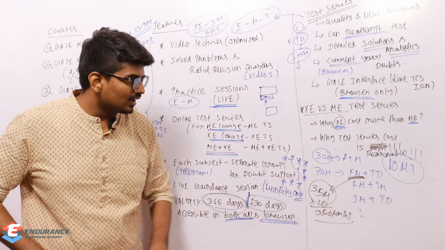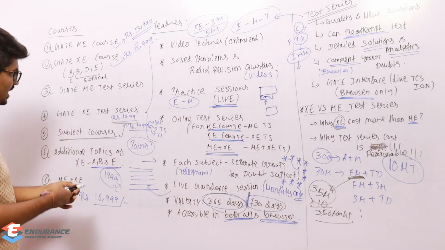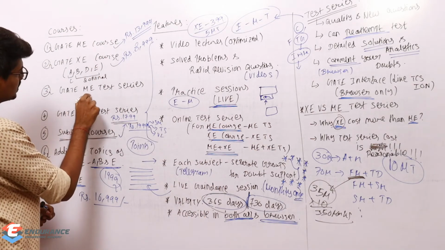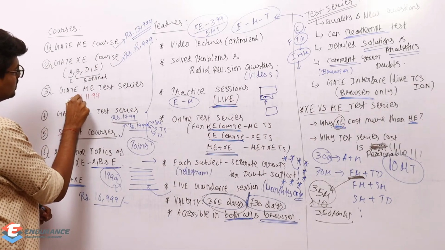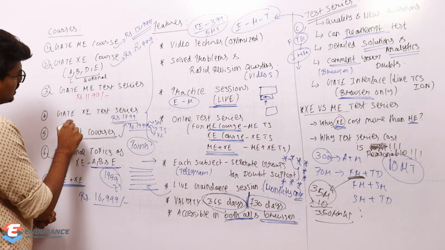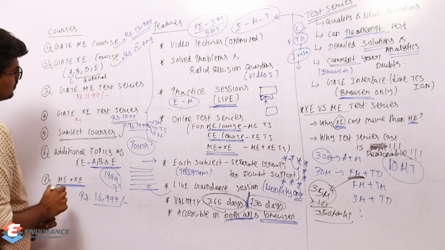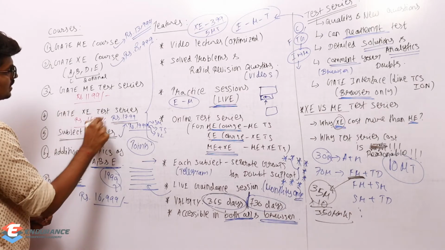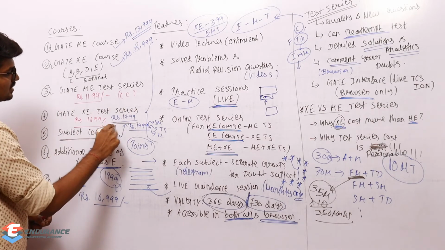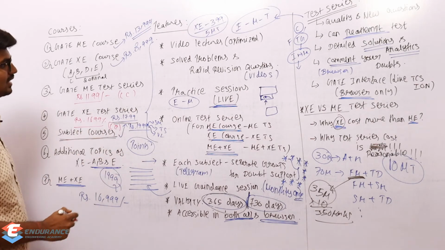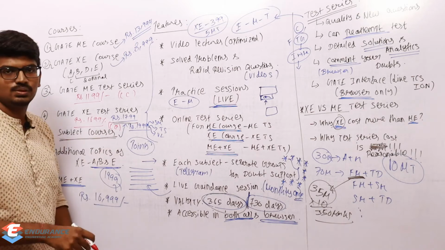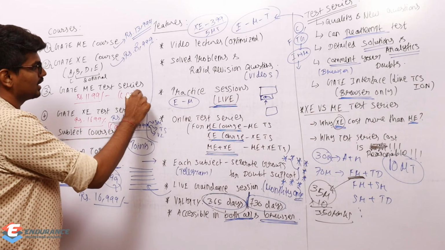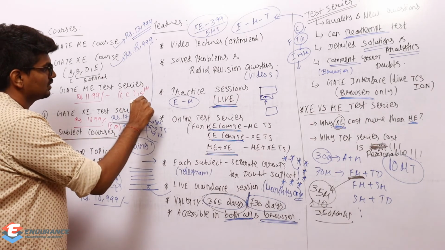Fine. Now let me give you the price. The basic price of ME was rupees 1199, and EXE is rupees 1699. And there is an offer going on, a coupon code offer. You can check the coupon code. All those details I have given in the description. You can check it out. That offer will be until June 15th.